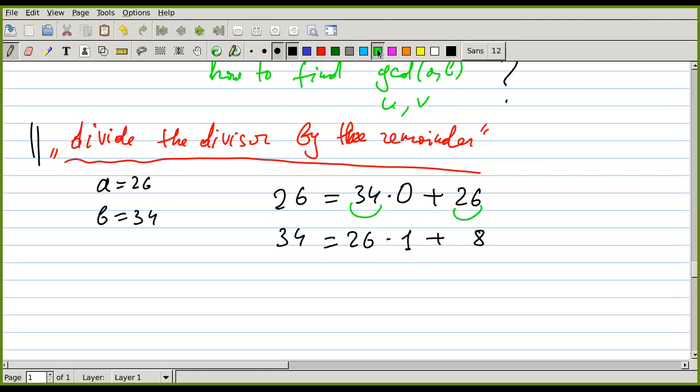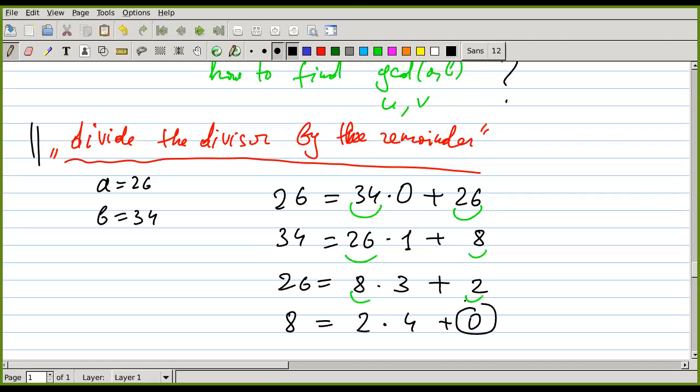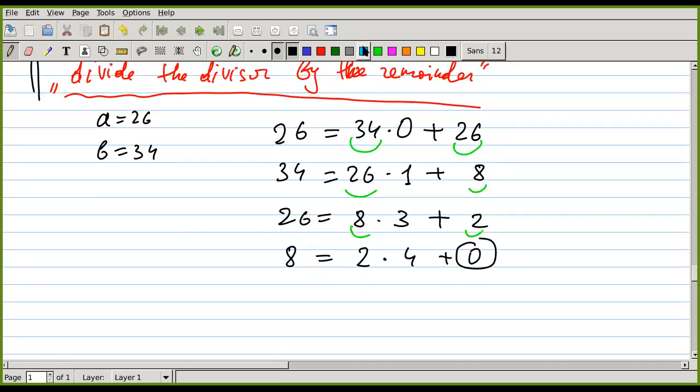Okay. Let's apply it again and divide 26 by 8. 26 is thrice 8 plus 2. And now we have something interesting, something new. The divisor 8 is divisible by the remainder 2. So the last remainder is 0. As it is 0, it is not possible to continue.